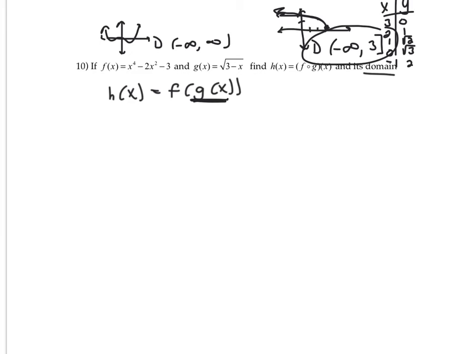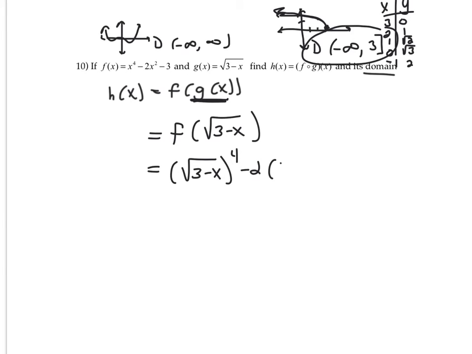So figuring out h of x, we're going to do the composition. So plug g of x in here. So we have the square root of 3 minus x. And then we're going to plug that into our function f of x. So you actually have the square root of 3 minus x raised to the 4th, minus 2 times the square root of 3 minus x squared, minus 3.